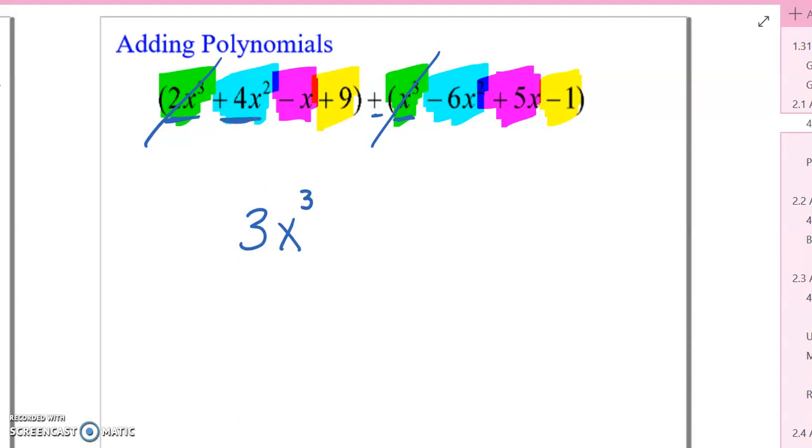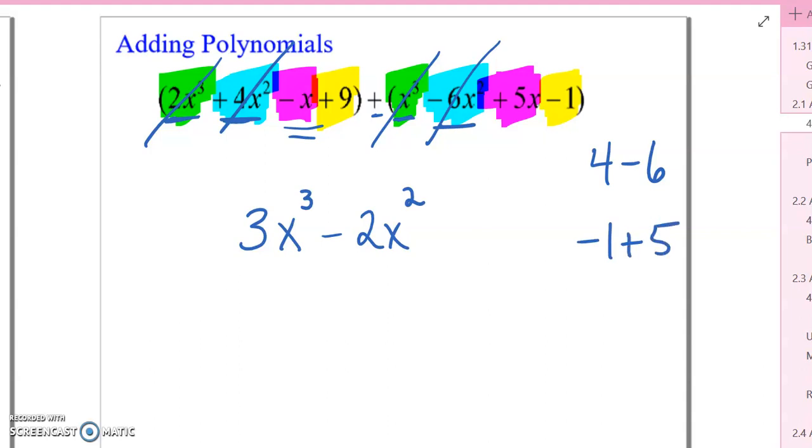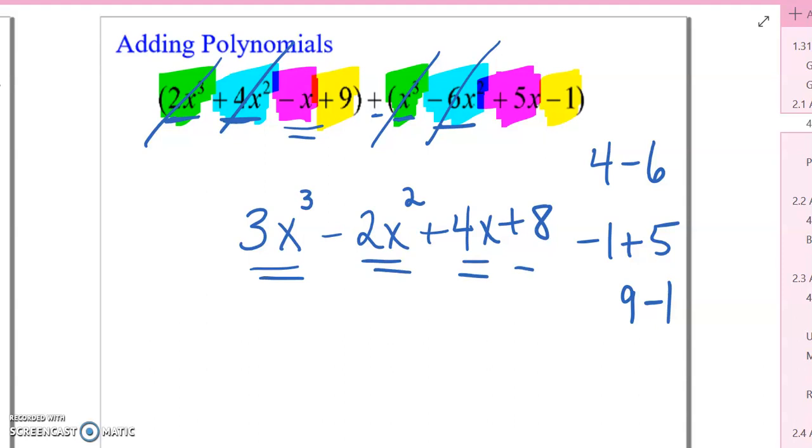If I have a 4 and a -6, this is where you've got to make sure you're up to par on your negative numbers. So that's -2, and that's to the second power. And then I have a -1 and a 5. So make sure you are good at your negatives, and that's 4x, and I have 9 minus 1, which is 8. If you start with the largest, then you end up in standard form.